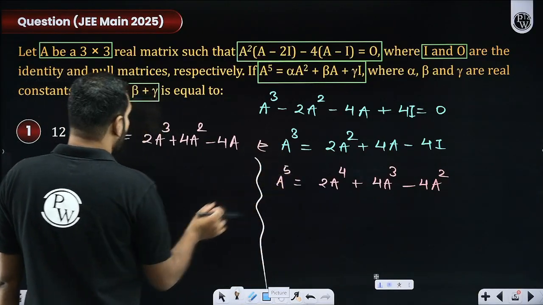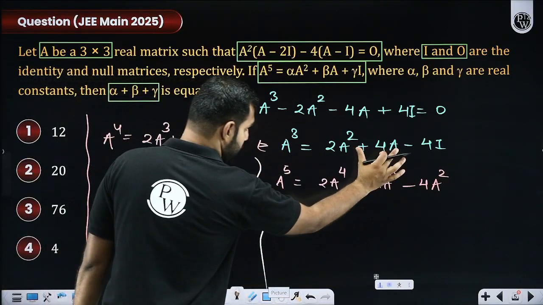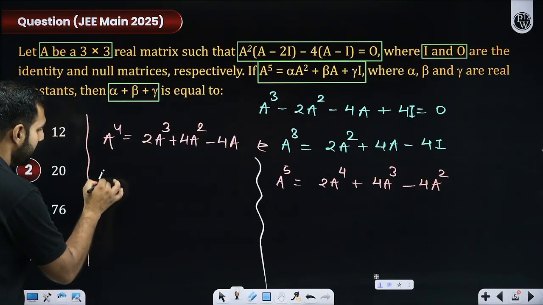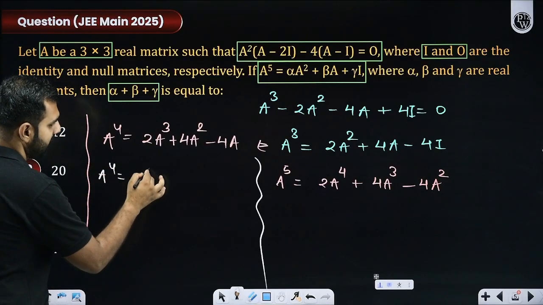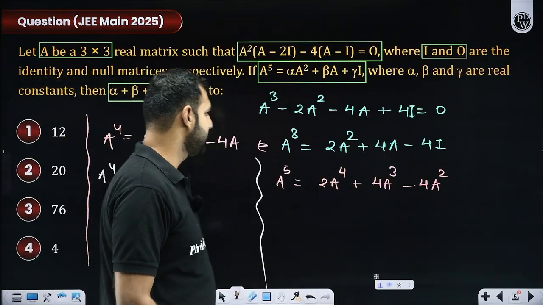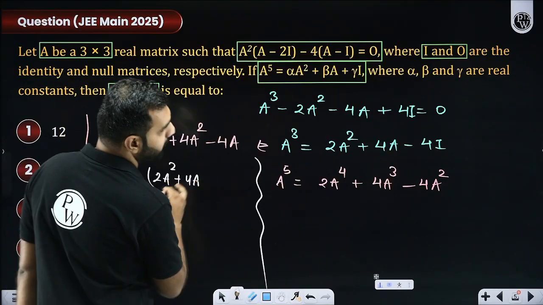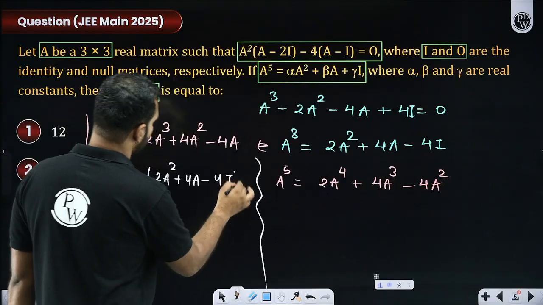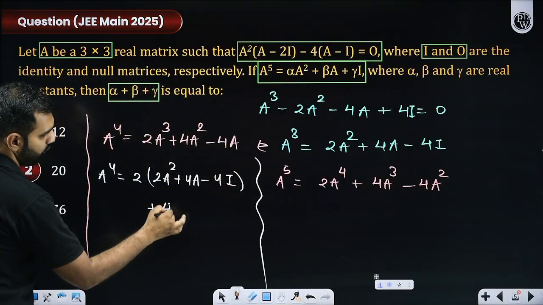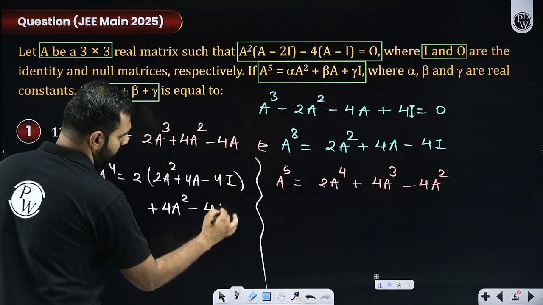So when this particular a cube is substituted by this value, in a to the power 4 we receive 2 times a cube. What is a cube? That is this. Sir, this is 2a square plus 4a minus 4i. Yes or no? Plus 4a square minus 4a. Yes or no? Everybody got that?